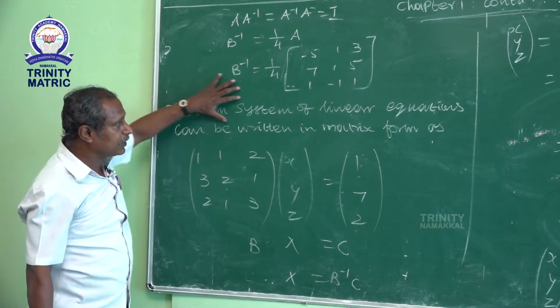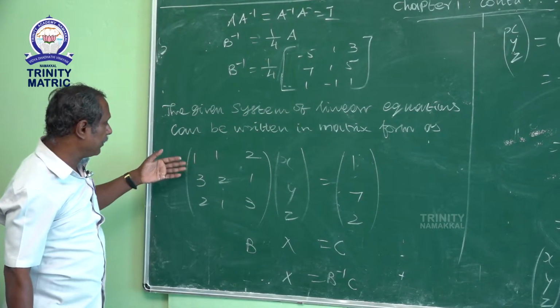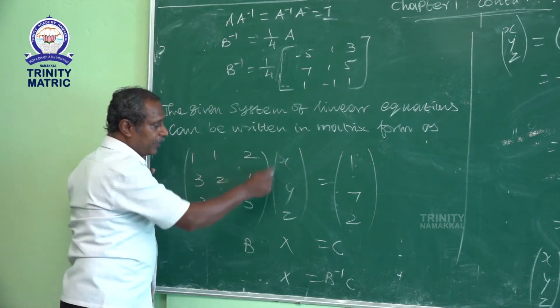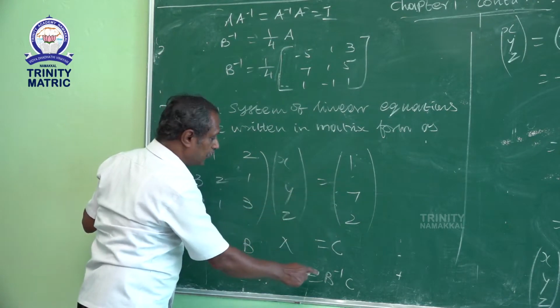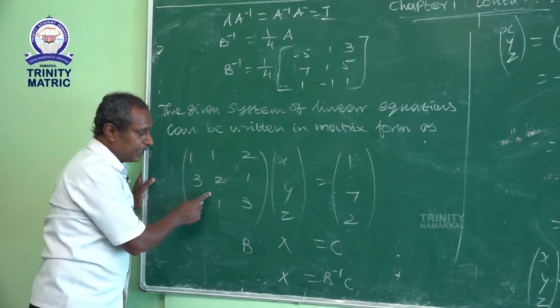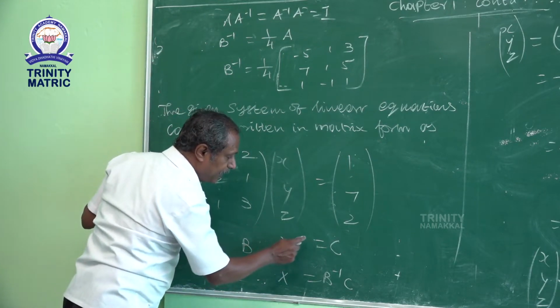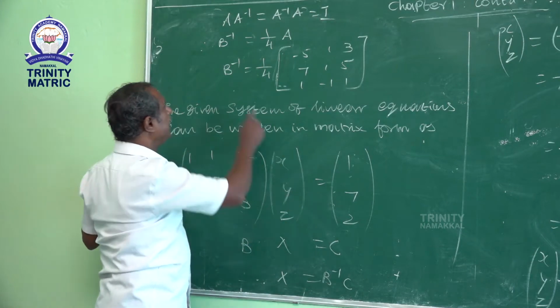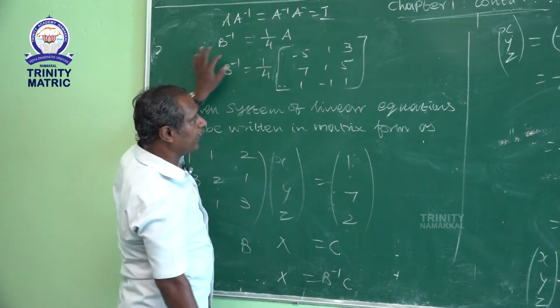So we have to convert the system of equations into matrix form. That can be written as [1, 1, 2; 3, 2, 1; 2, 1, 3] into [x, y, z] equals [1, 7, 2]. In this, [1, 1, 2; 3, 2, 1; 2, 1, 3] is our coefficient matrix B. That can be written as B into X equals C, then X equals B inverse of C.